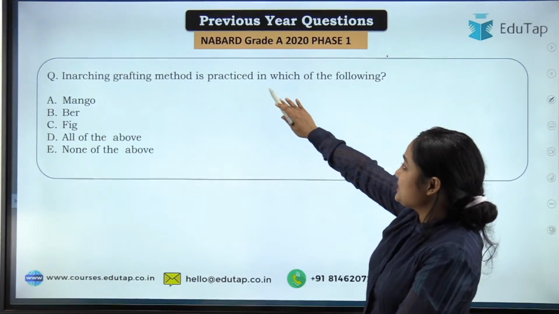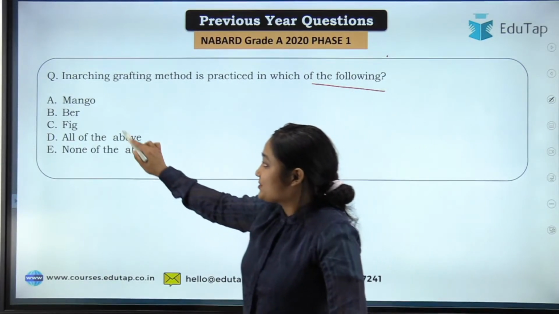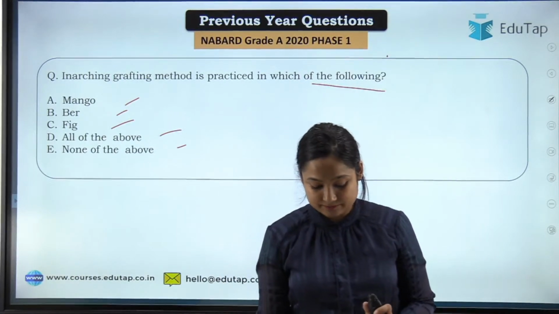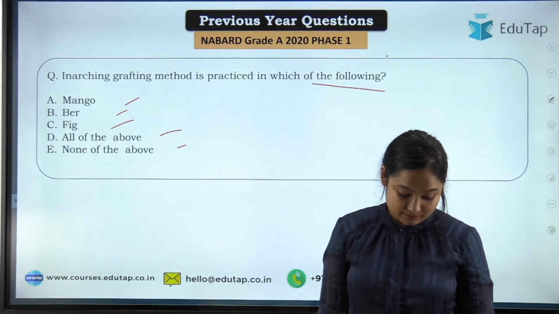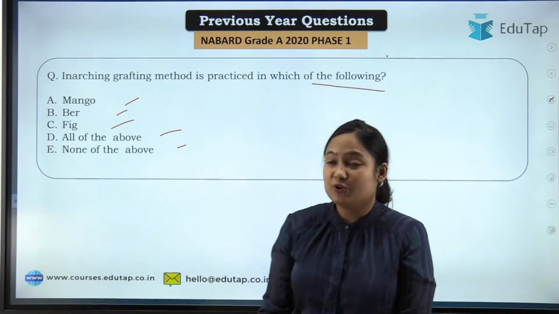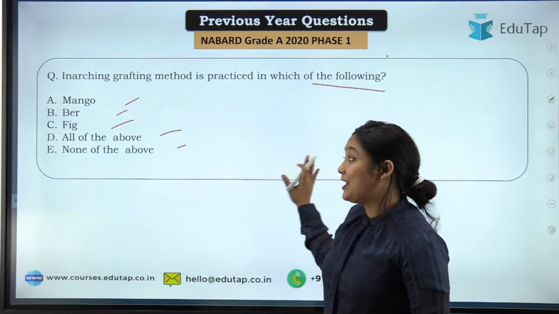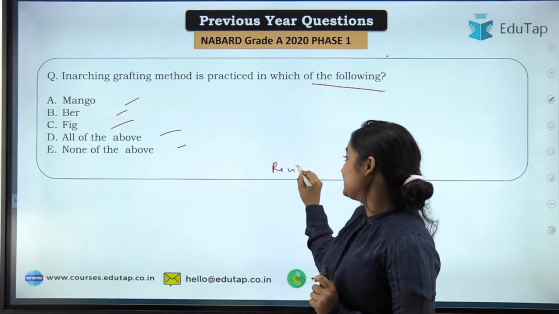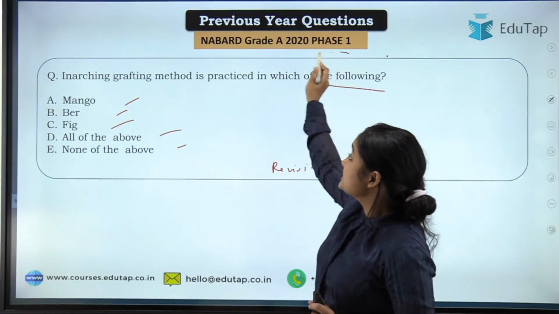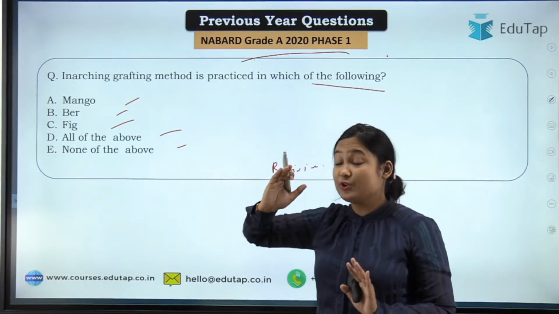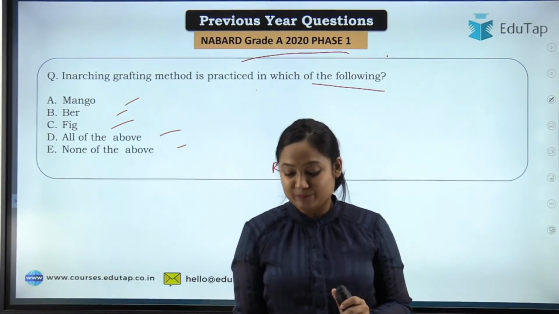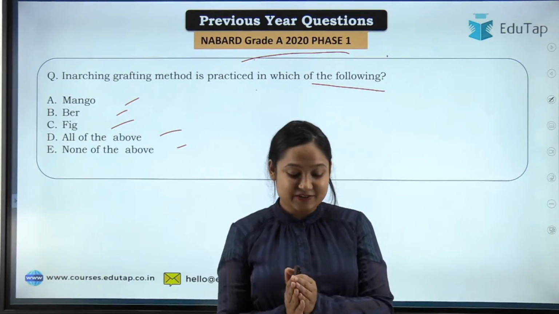Inarching grafting method is practiced in which of the following? Your options are mango, pear, fig, all of the above, or none of the above. You have to answer in the comment section. That is your revision question. Since it was a PYQ, it is important that you should know it. So go for this and reattempt the question. I won't tell the answer right now.